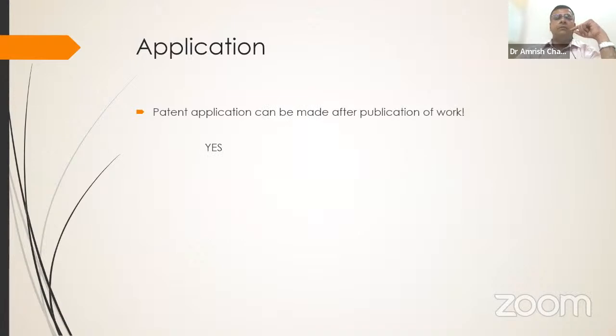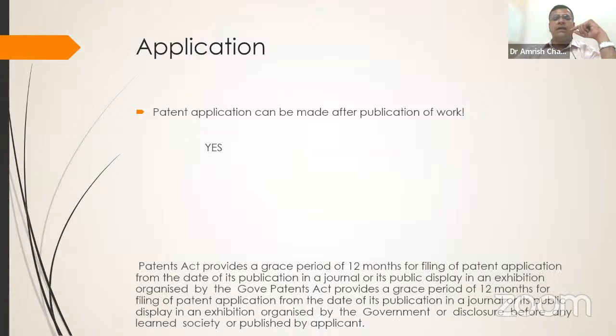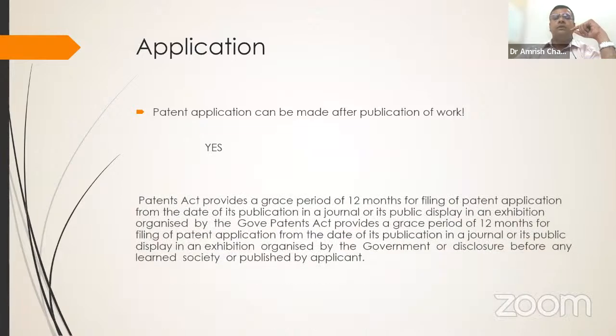Can an application be filed after publication of the work? The answer is a bit dicey, yes or no. Okay. Most of the time, the patent office will not entertain this, but the law says that you have a grace period of 12 months, and this grace period basically kicks in only when your work has been published without your consent. Okay, so if you are publishing your own work in a journal where you are signing the copyright and giving the publisher the right over your research work, then this clause does not work.